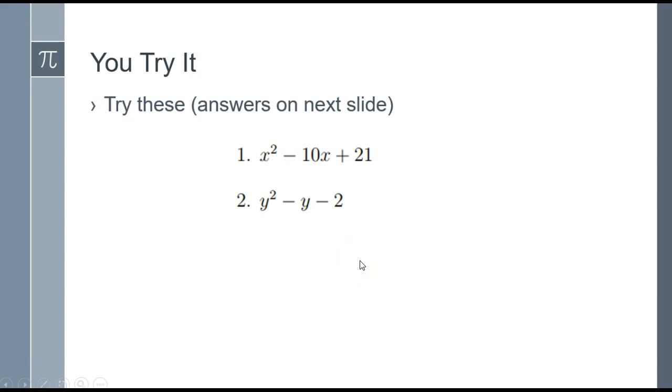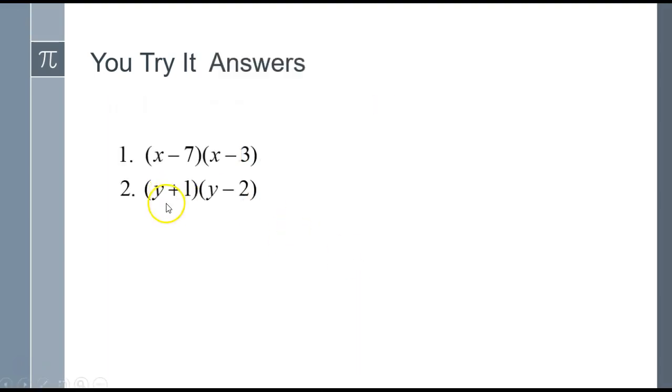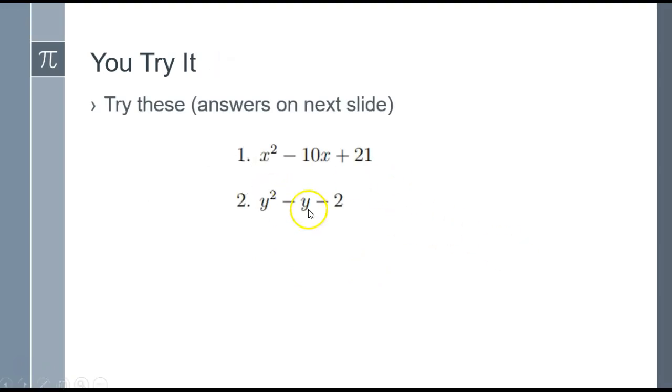And for the second problem, y plus 1 times y minus 2. 1 times negative 2 is negative 2. I had a negative y in the middle, so that meant I had to use the combination that was negative 2 and a positive 1. And that's not too bad because there's only one way to factor 2: 2 times 1, or in this case negative 2 times positive 1, or positive 2 times negative 1. Alright, I hope that these are a little simpler now.